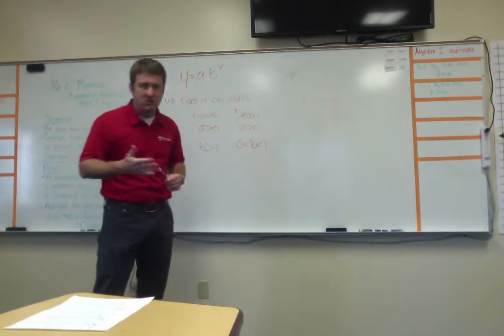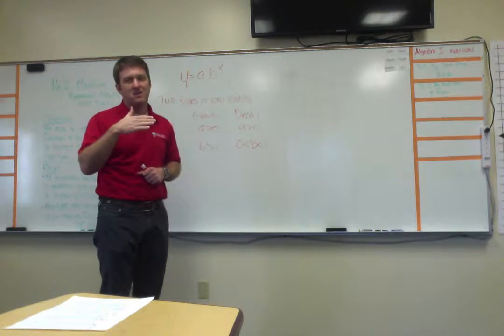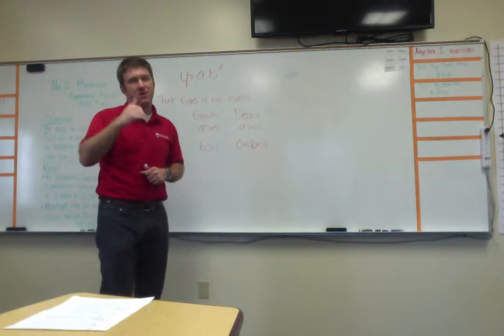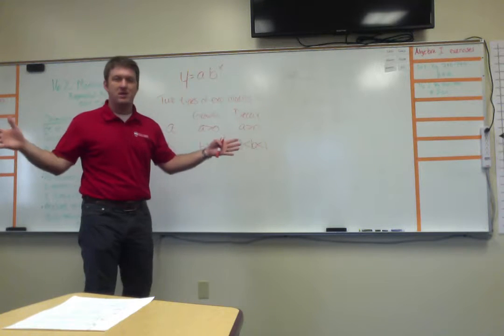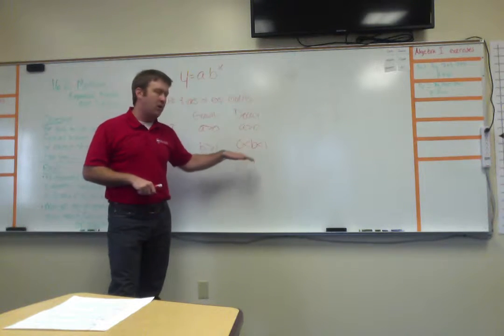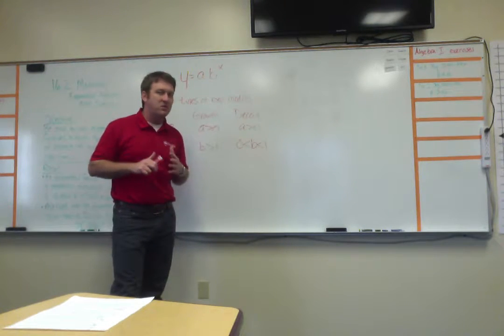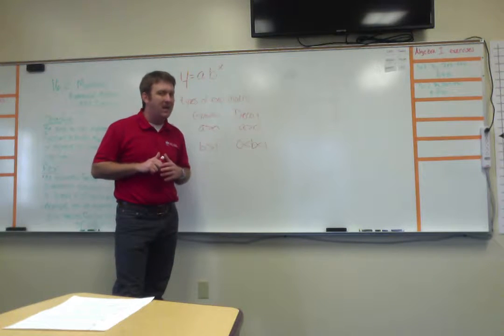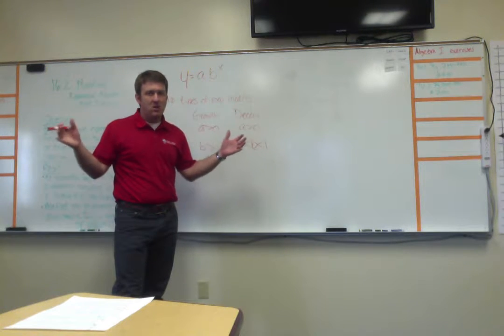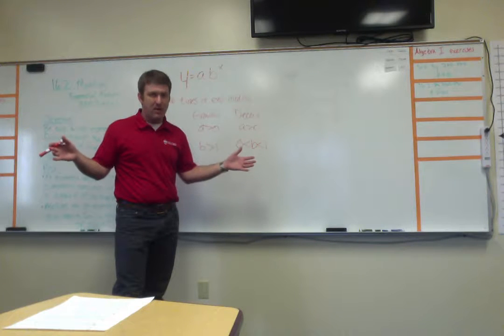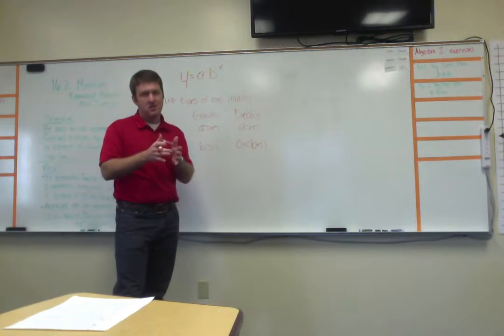Okay? So B is between 0 and 1. B is a fraction or a decimal, right? Something less than 1, but it's still positive. So that means every time we multiply by B, the quantity gets smaller. So that's where, like, if we said our rate was 50%, a 50% decay, right? Then that means that it's shrinking by 50% each time. We're multiplying by 0.5 every time, okay?